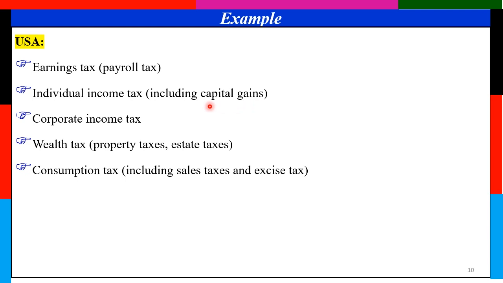From them maybe for dividend. Corporate income tax similar to that of in UK, again in Ethiopia, from the corporation, such as I told you, from maybe the commercial banks, wealth tax or property tax, state tax, consumption tax, including sales tax and excise tax.